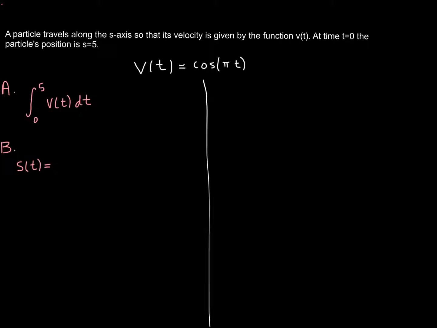Okay, for part B, I'm writing a function that represents the position of the particle at any time t. And so I remember the two components that go into this. Of course, there's the initial position, so I'll call this s of 0, plus the displacement between the time 0 and whatever the time t is. So this will be the integral from 0 to t of my velocity function, and I need to use a different dummy variable here, so I'll use x.